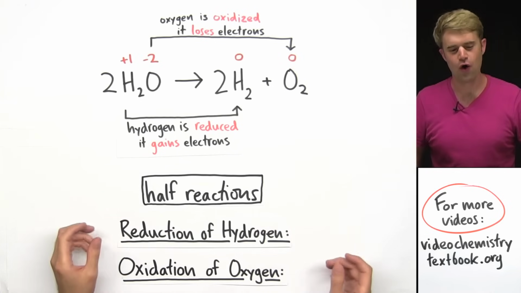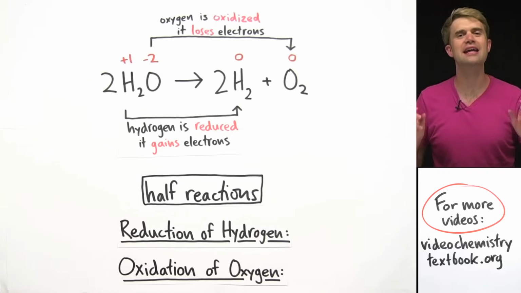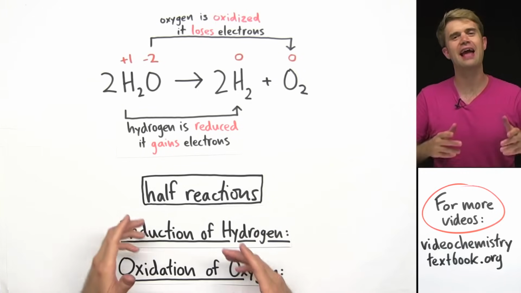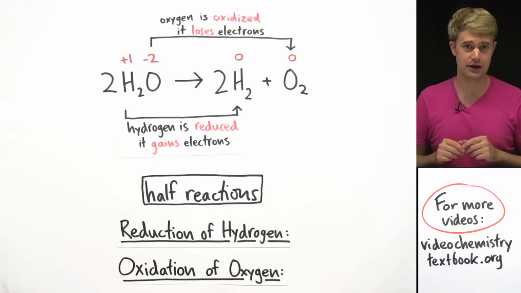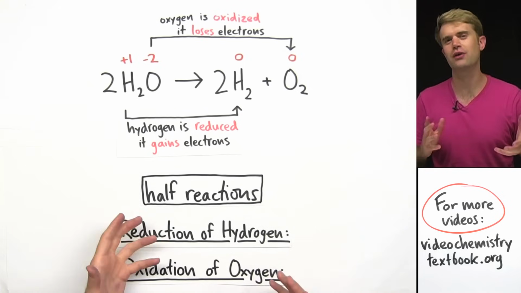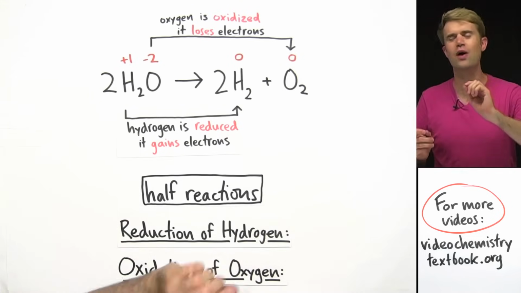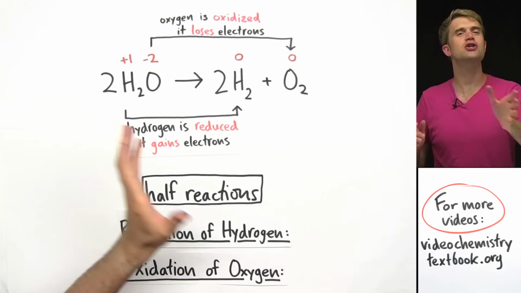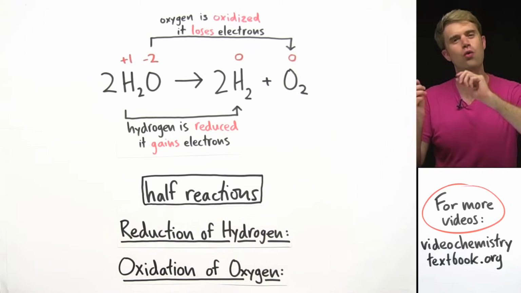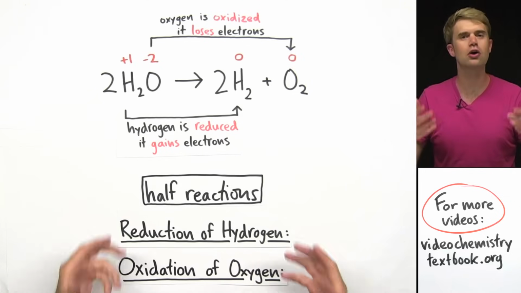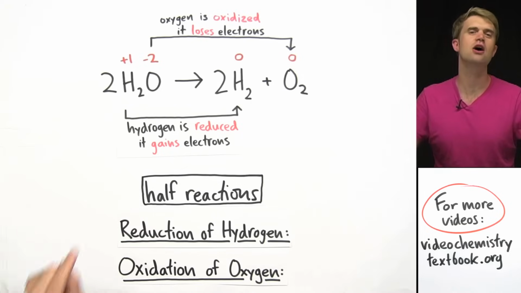Now let me just tell you, when it comes to writing half reactions for the electrolysis of water, there are so many different ways to do it. It seems like every textbook or every teacher has their own way of writing these half reactions. In this video, I'm using the half reactions that I think make the most sense. But if your teacher or textbook has a way they really want you to do it instead, just learn their method. Every way of writing these is essentially equivalent. They just look a little bit different.